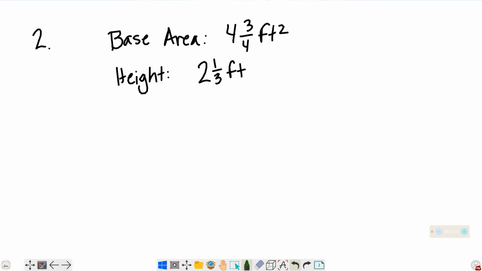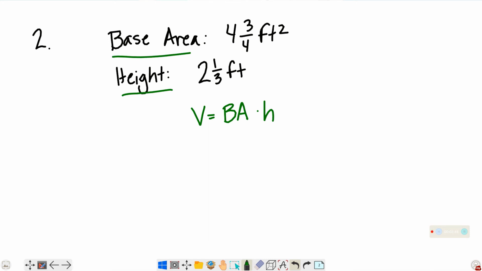Number 2 says the area of the base of a rectangular prism is 4 3/4 feet squared, and the height is 2 1/3. Determine the volume of the rectangular prism. Remember, volume is the base area times the height. So we just need to multiply the base area and the height together.